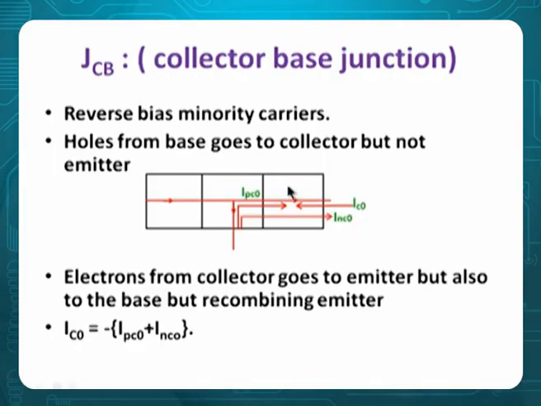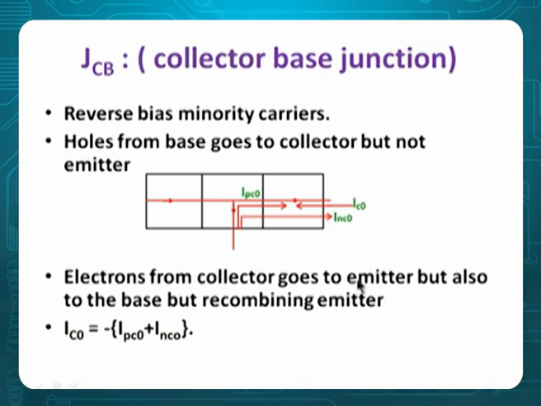In this P, electrons are coming. Electrons are going this way. From P, electrons are going into the base. From N, holes are going. Holes cannot go this side, they only go here. You see that? Holes from base go to collector but not emitter. They don't go to emitter.